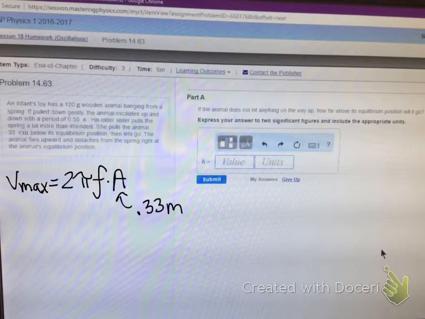The next thing that you're looking at is the fact that you're given the period rather than the frequency. And remember that frequency is equal to 1 over the period since they are inverses of each other. And my period in this particular question is at 0.55 seconds. Once I have that maximum velocity, I know that that's the speed at which my toy is going to be actively launched.